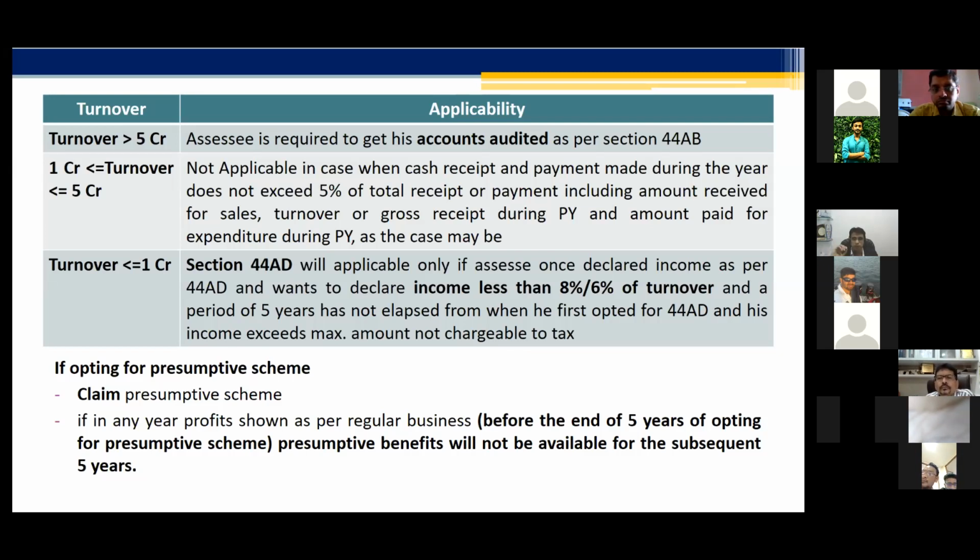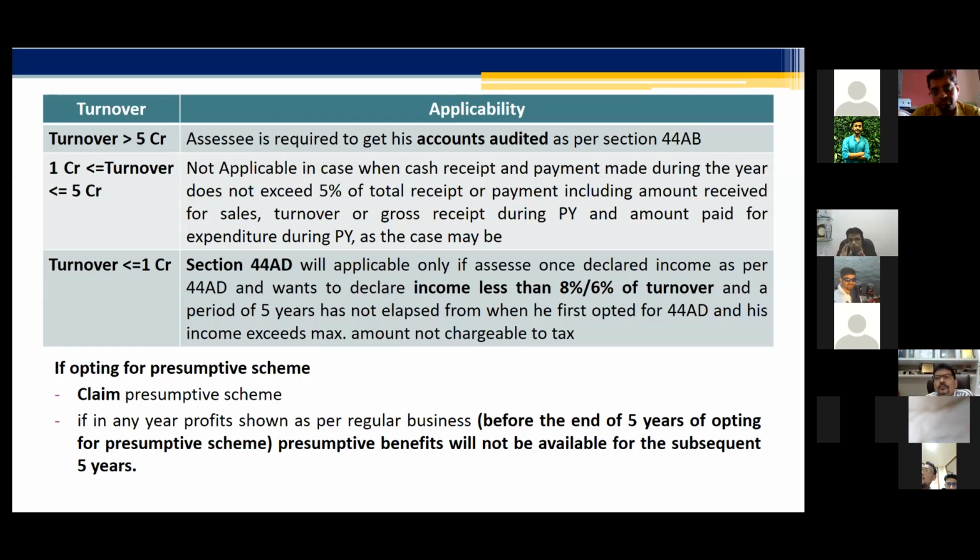But now, even if your turnover is less than 1 crore, or between 1 crore and 2 crores, and you are an eligible assessee under Section 44AD, if you offer income for tax which is less than 8%, still the audit would not be applicable because there is an exemption up to 1 crore. Anyway, there is no audit under 44AD, and between 1 crore and 2 crores, there is an exemption provided under Section 44AD itself. So only under a certain criteria would the audit be applicable.